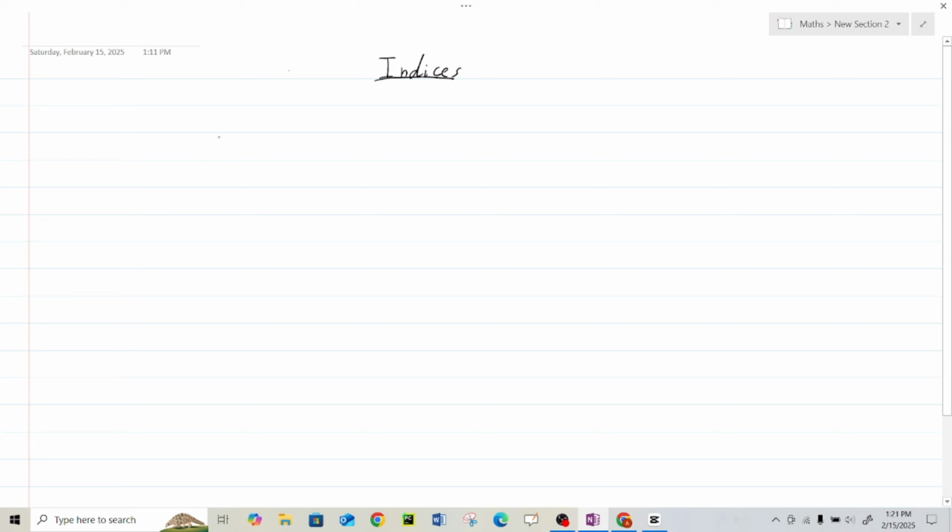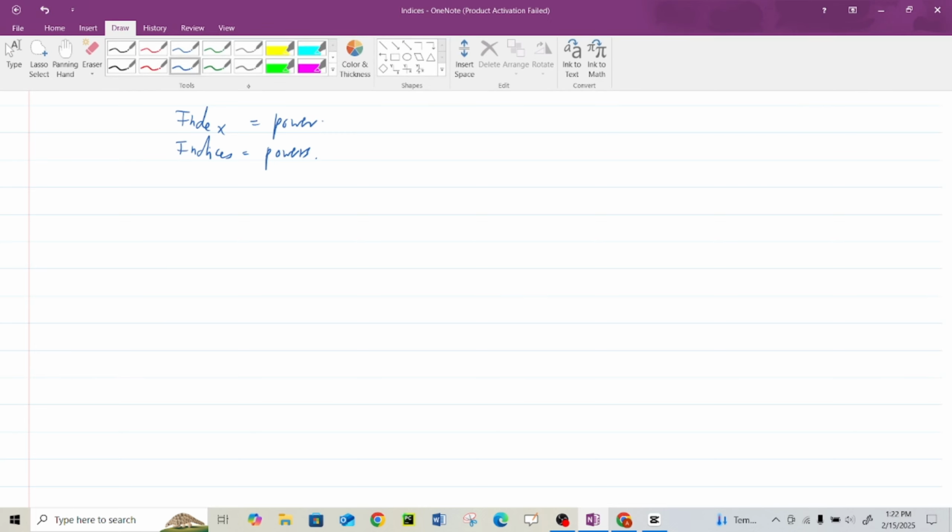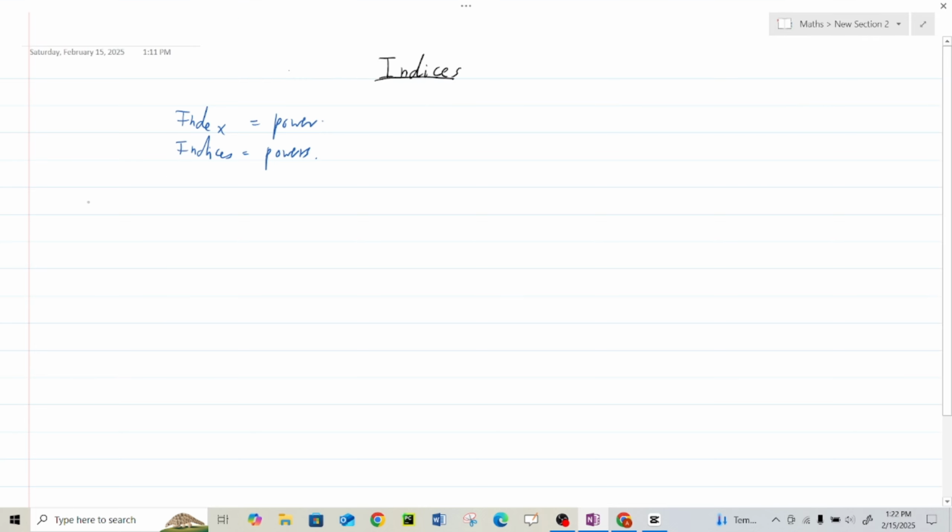Now, what is indices basically? Indices is the plural of index, okay? Indices is the plural of index. Index means power. Indices means powers. So it's basically the study of knowing the powers. Now, let's see the first rule that we have.